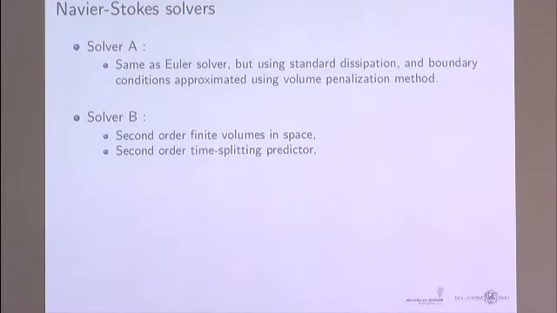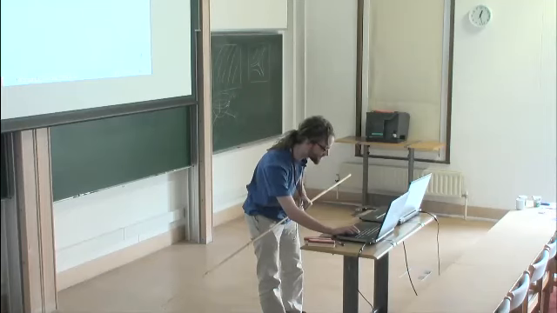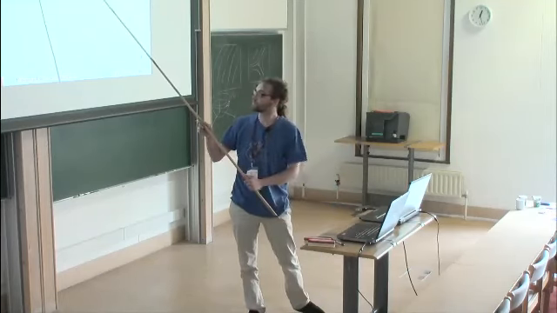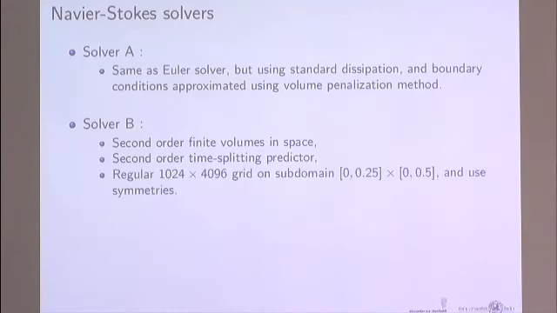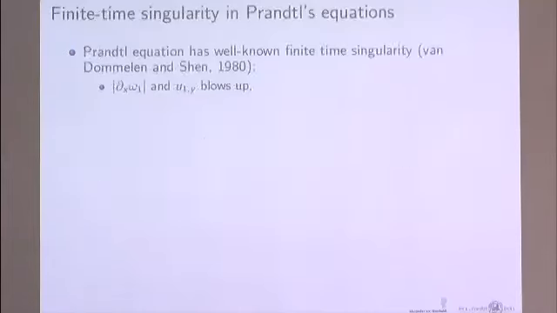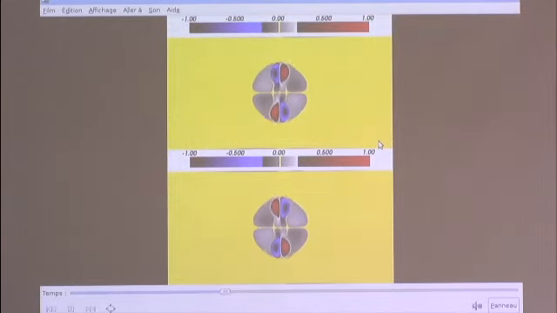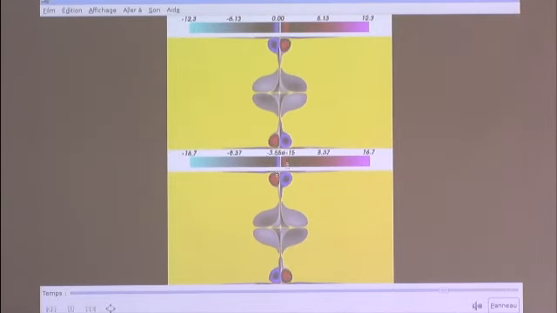And then the other solver is the second order finite volumes in space. This is the solver of Matthias Weidmann. It has the exact matching of the boundary condition, but it's only second order, it's not spectral. So this is the comparison of the solution with the two solvers.